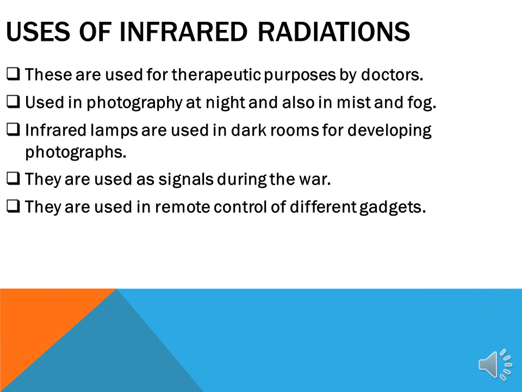Uses of infrared radiations. The infrared radiations are used for therapeutic purposes by doctors. They are used in photography at night and also in mist and fog because they are not much scattered, so they can penetrate appreciably through it. Infrared lamps are used in dark rooms for developing photographs as they provide some visibility without affecting the photographic film.